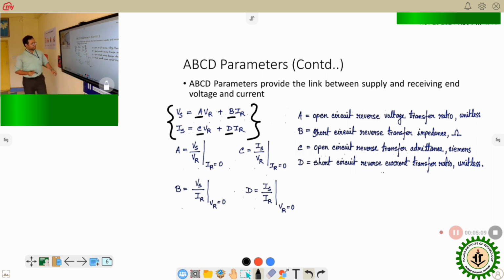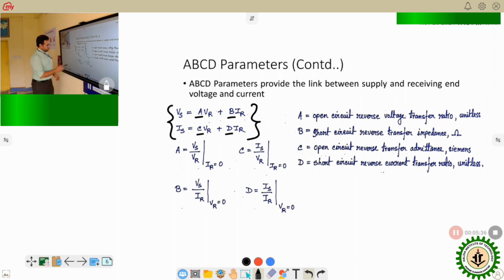Now what is A? A is nothing but the open circuit reverse voltage transfer ratio, which is unitless. So A is Vs by Vr when IR is equal to 0. What do we mean by IR being 0? That means the receiving end side is open circuited, and then there is no current flowing through that circuit and so IR is 0.